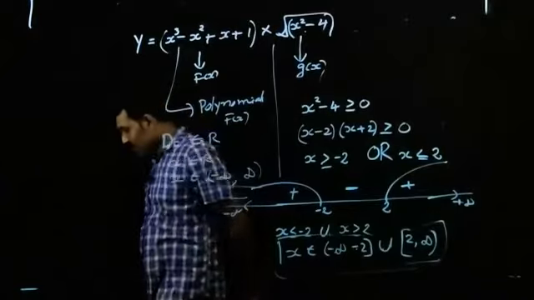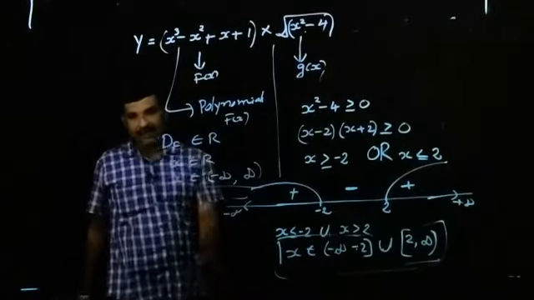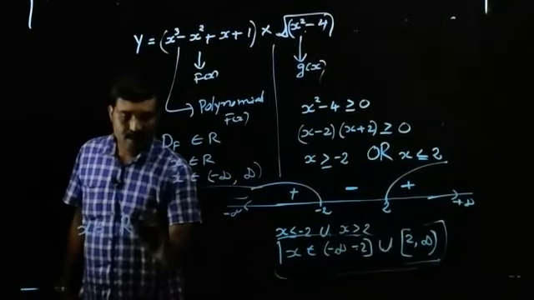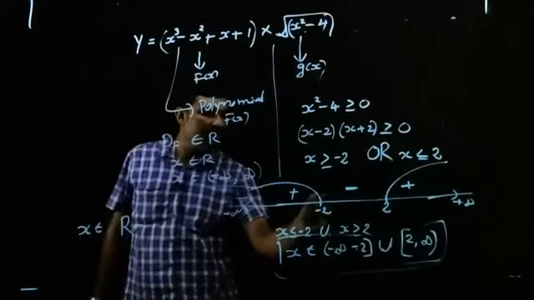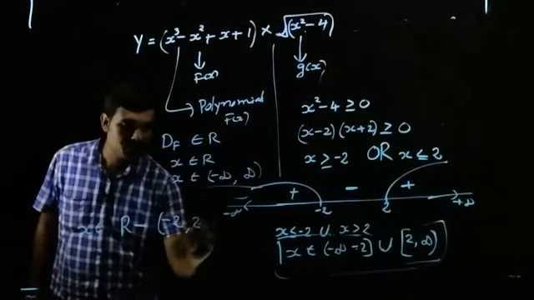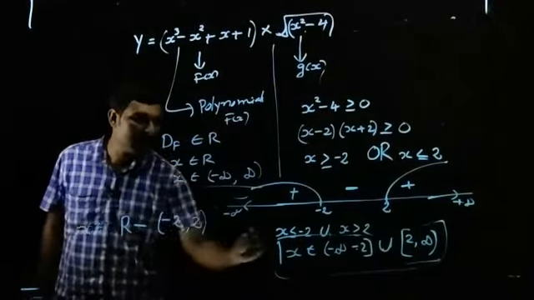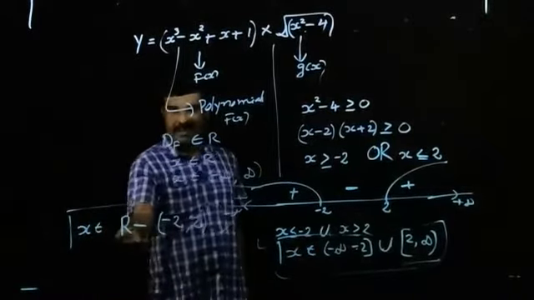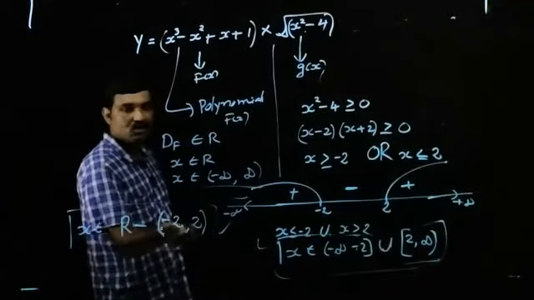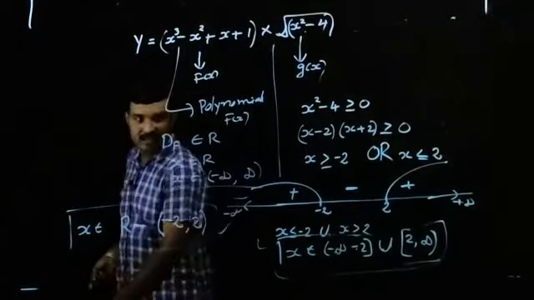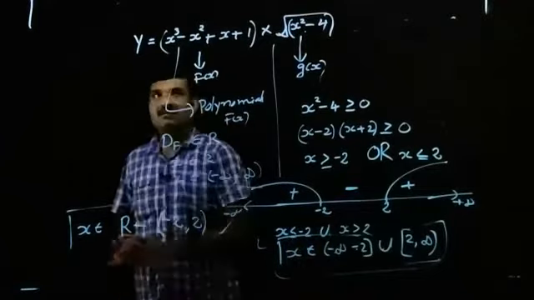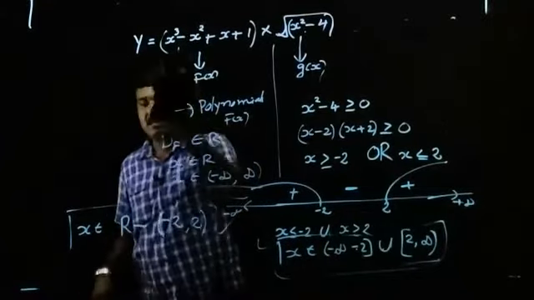This is the domain, right? Or we can say x belongs to the entire set of real numbers, excluding the values in between minus 2 and 2. Minus 2 and 2 are included, so closed brackets at minus 2 and 2. So both of these will represent the same thing: the set of all real numbers excluding the numbers in between minus 2 and 2, right? In this manner also we can represent it. Both will represent the same thing. Right.